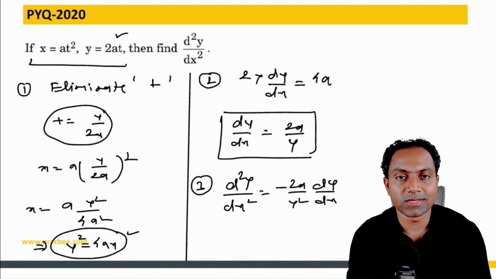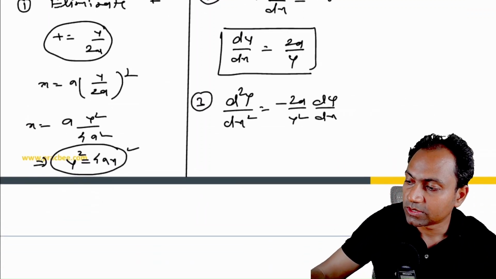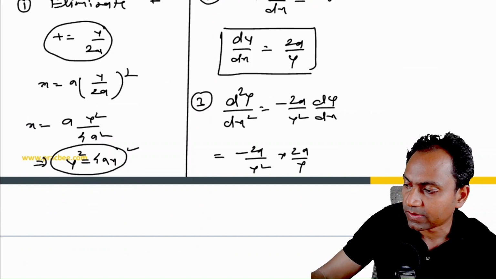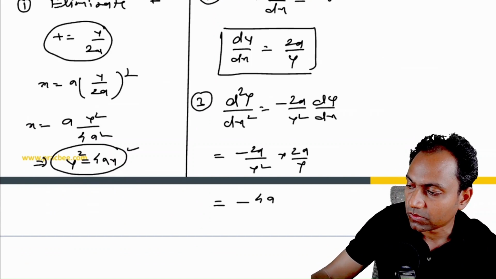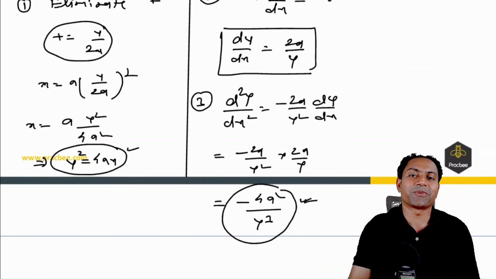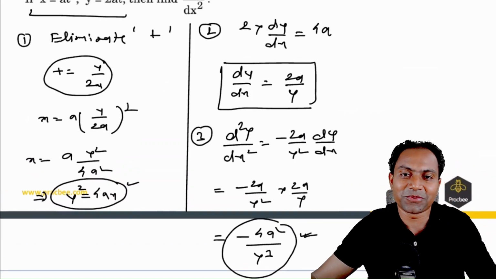So once you have got this, now again I can put the value of dy by dx here, and that was nothing but 2a by y. So it is minus 2a by y square into 2a by y, which comes out to be minus 4a square by y cube. And this is my answer. So you can see that this approach was much simpler compared to the earlier approach. And for board exams, this approach will work much better compared to the earlier approach.